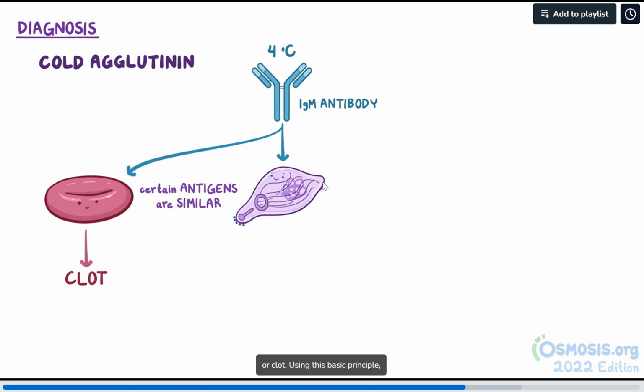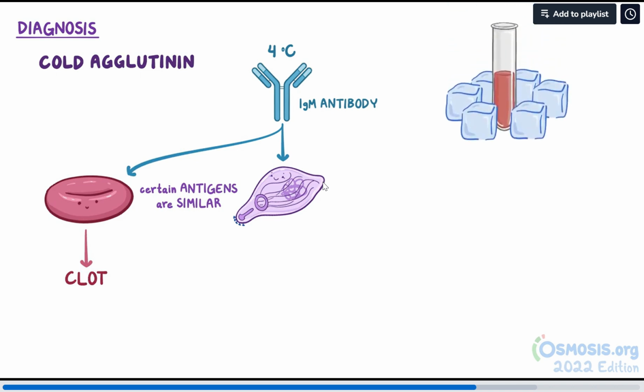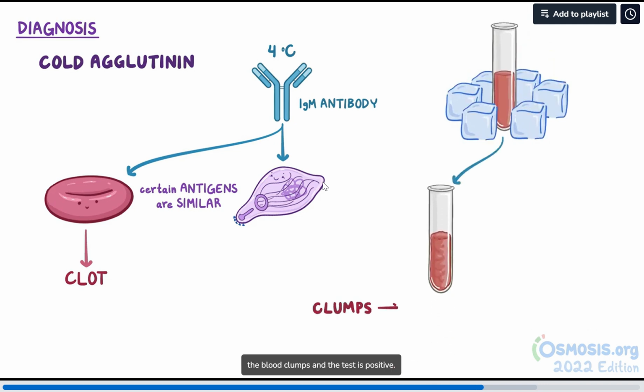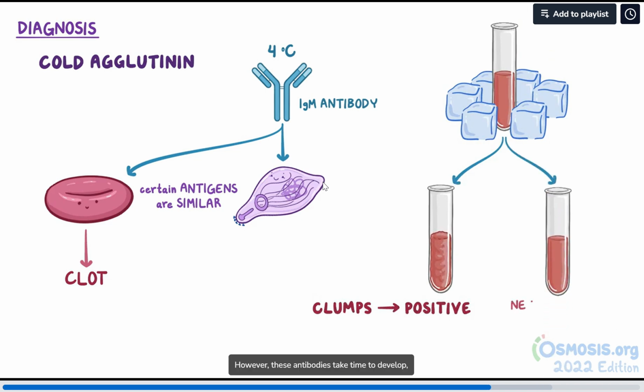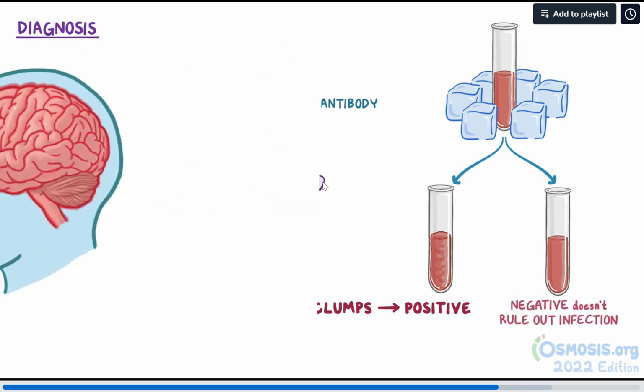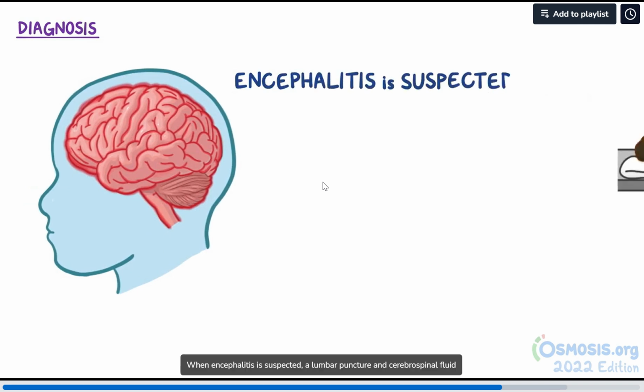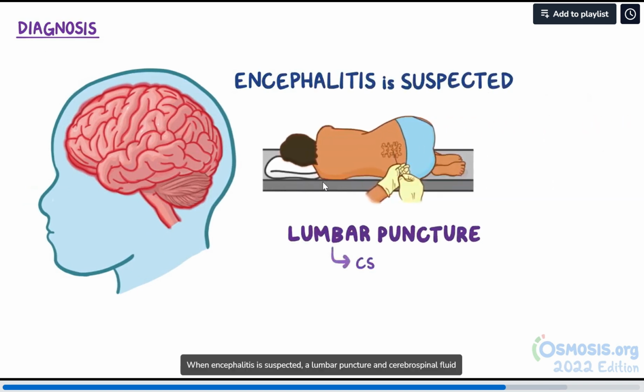Using this basic principle, a simple bedside test can be done, where the patient's blood is taken in a tube and placed in a box of ice. If they have IgM antibodies against Mycoplasma pneumoniae, the blood clumps and the test is positive. However, these antibodies take time to develop, so a negative test doesn't necessarily rule out an infection. When encephalitis is suspected, a lumbar puncture and cerebrospinal fluid analysis are also done.